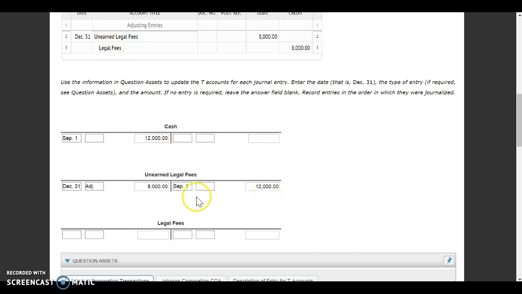Okay, and then the last one is my legal fees. So December 31st, again, this is an adjusting entry. So label that. And I have a credit of 8,000.